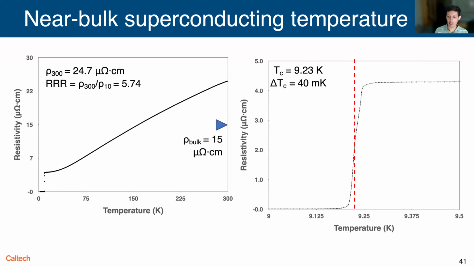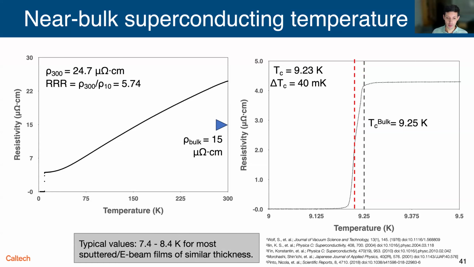This is resistivity versus temperature zoomed in around the transition temperature. Its TC is 9.23 Kelvin, and the width of that transition is only 40 millikelvin, which is quite competitive with what's reported. In particular, the TC that we measure is only 20 millikelvin less than the bulk, despite the fact that this is a 20 nanometer thick film. So this is indicating a very good quality of this niobium.